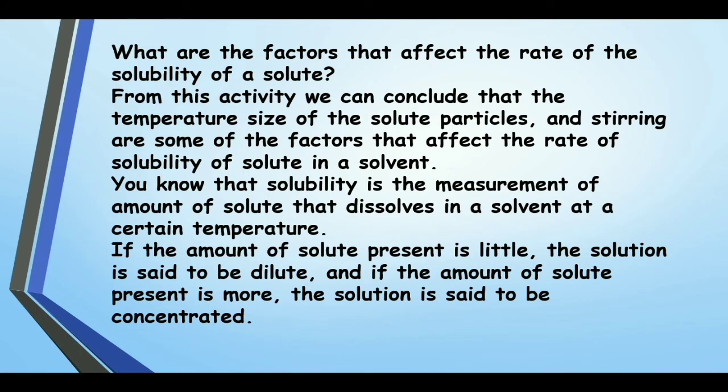From this activity, we can conclude that the temperature, size of the solute particles and stirring are some of the important factors that affect the rate of solubility of a solute in a solvent. You know that solubility is a measurement of the amount of solute that dissolves in a solvent at a certain temperature. If the amount of solute present is little, the solution is said to be dilute, and if the amount of solute present is more, the solution is said to be concentrated.